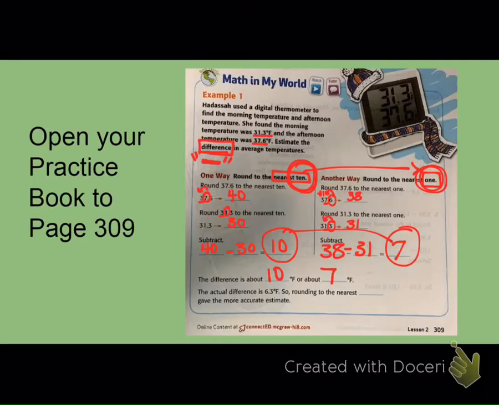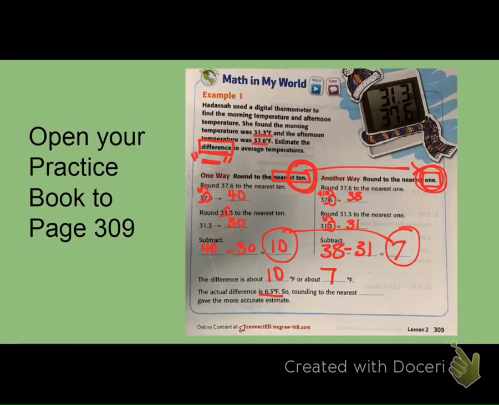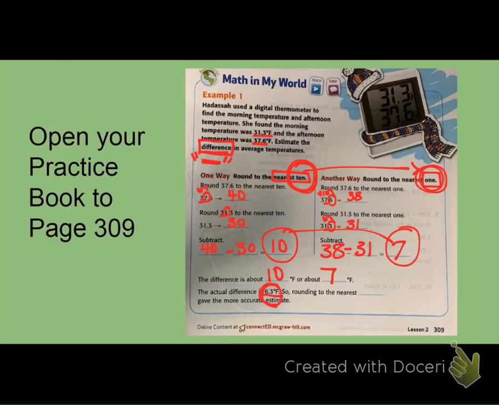The actual difference is 6 and 3/10. So rounding to the nearest blank gave the more accurate estimate. Which one is closer to the actual answer? Yeah, rounding to the nearest 1, right? Anytime you round to the place value that's further right, it's going to be more accurate. Not necessarily easier as an estimate, but more accurate.